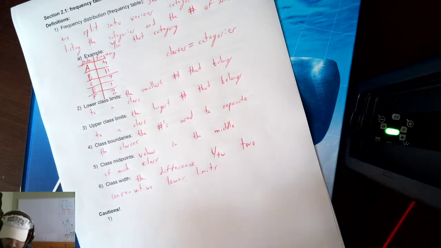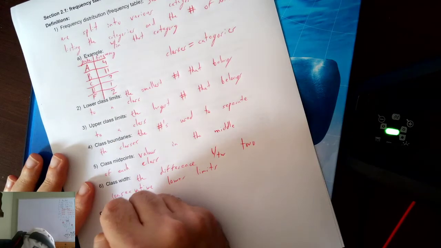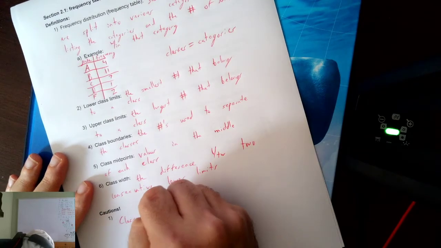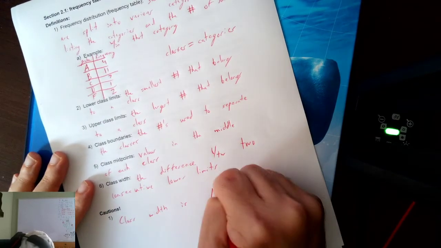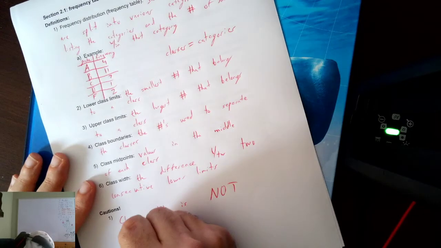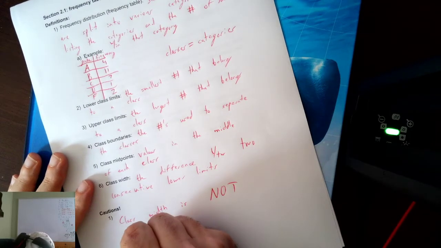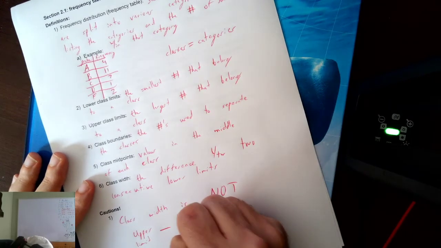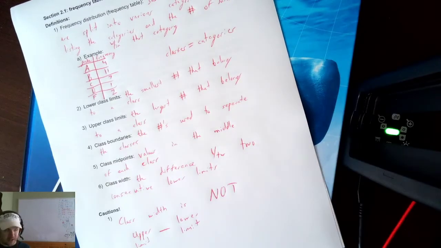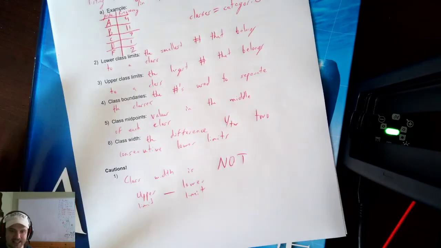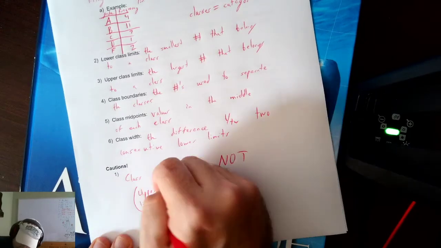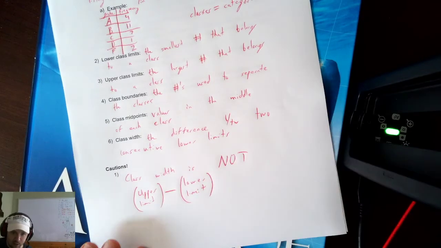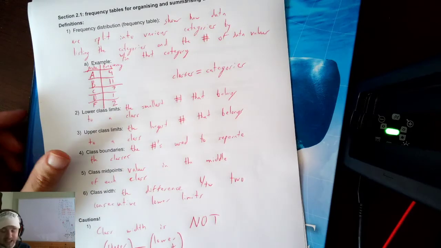Now, there's a caution here. Class width is not upper limit minus lower limit. It's not the upper limit minus the lower limit, so be careful with that. That is not the class width. It is not upper limit minus lower limit. It's different. We'll see the formula on the next page.